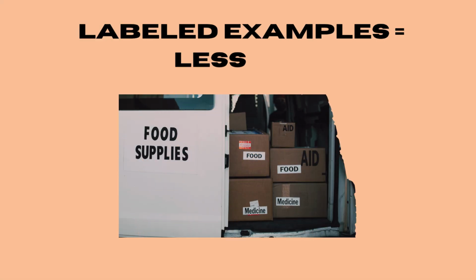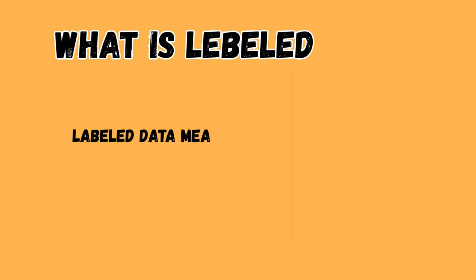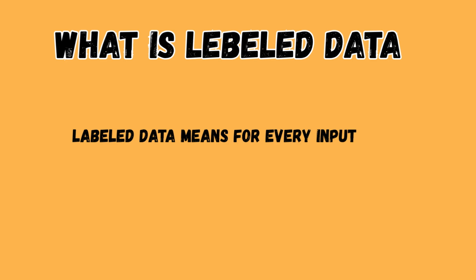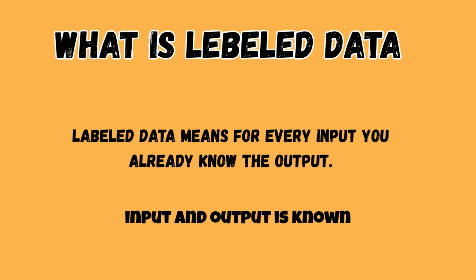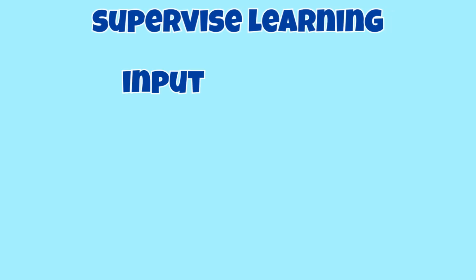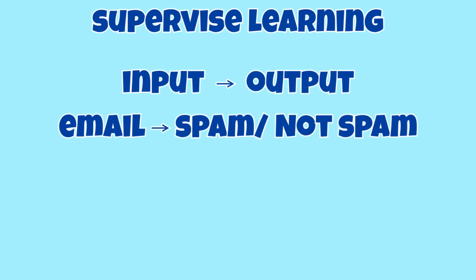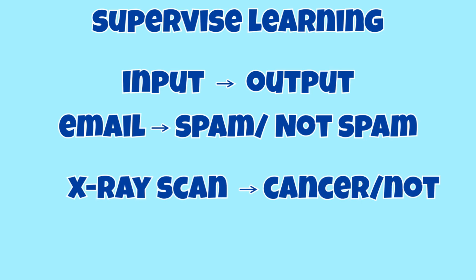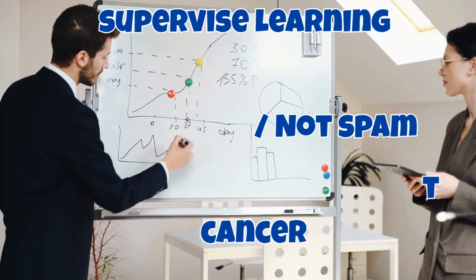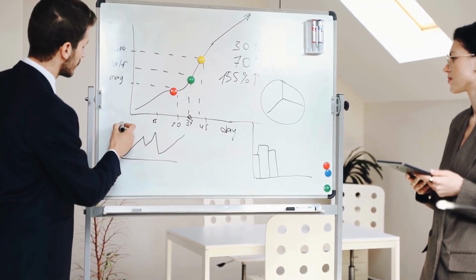Now, the important thing to understand here is labeled data. Labeled data simply means that for every input, we already know the output. Let me say that again. We know both the input and the output. For example, the input is an email, the output is spam or not spam. We already know the answer, and that's the labeled data. The input is an X-ray scan, and the output is has cancer or doesn't have cancer. Again, we already know the answer, and that's the labeled data.